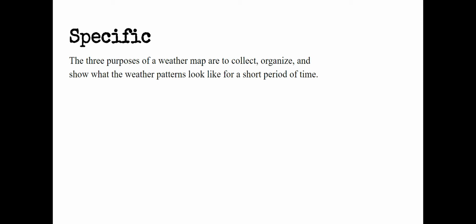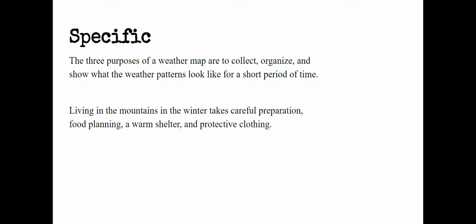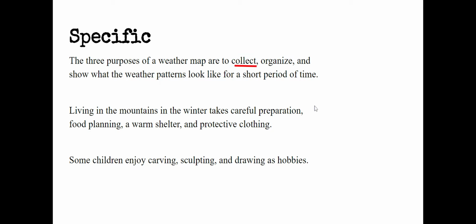And the third type, the specific type, here are the examples of that one. The 3 purposes of a weather map are to collect, organize, and show what the weather patterns look like for a short period of time. Living in the mountains in the winter takes careful preparation, food planning, a warm shelter, and protective clothing. Some children enjoy carving, sculpting, and drawing as hobbies. So, in the first example, you can actually see a list of specific details.